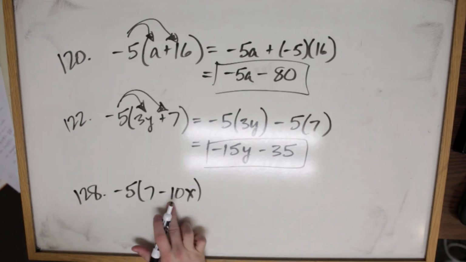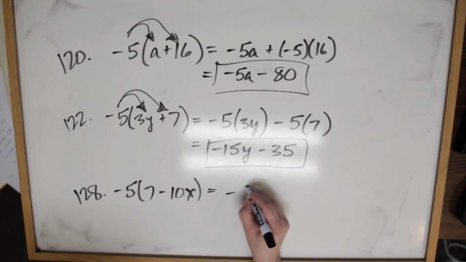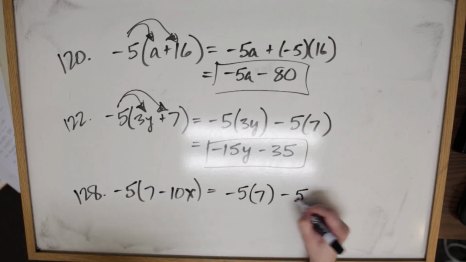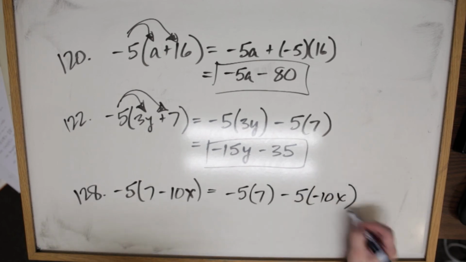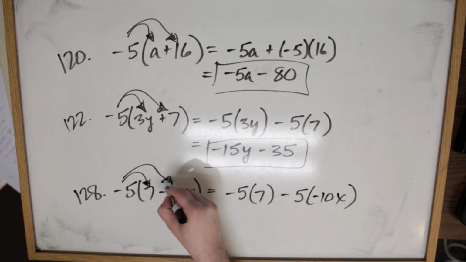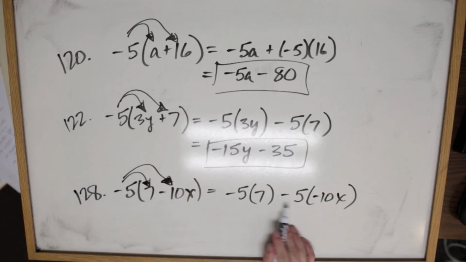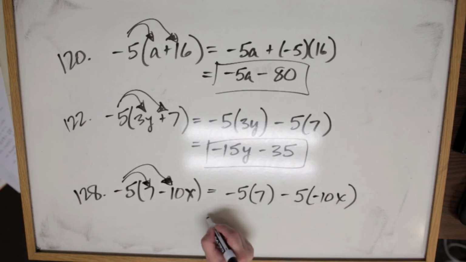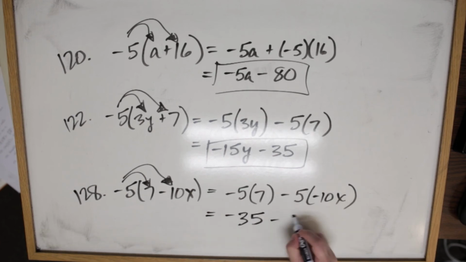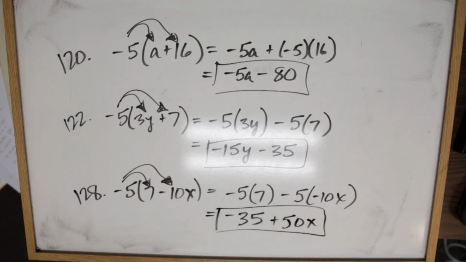Minus 5 times 7. So this is the same as a minus 5 times 7 minus 5 times a minus 10x. Okay? So again, you can see how I'm doing the multiplication by each piece. There's a minus 5 right there, and then the minus 10x is going to be multiplying right there. So now we have minus 5 times 7 is a minus 35. Minus 5 times a minus 10 is a minus 50. Oh, positive, sorry. Minus times a minus is a positive. So minus 35 plus 50x is our solution.